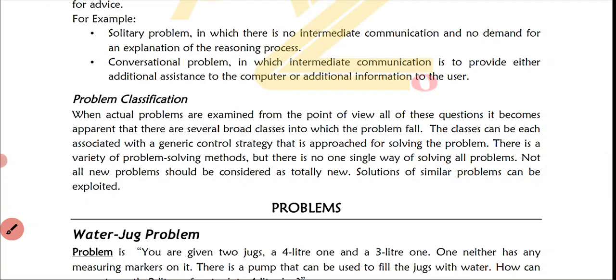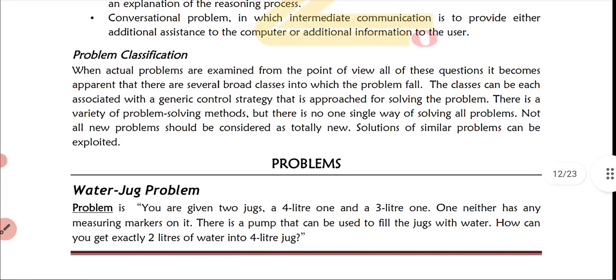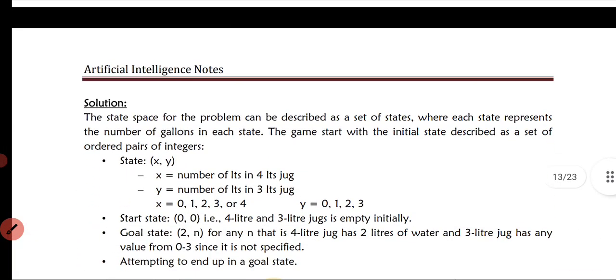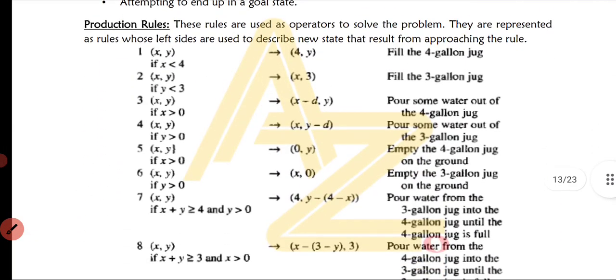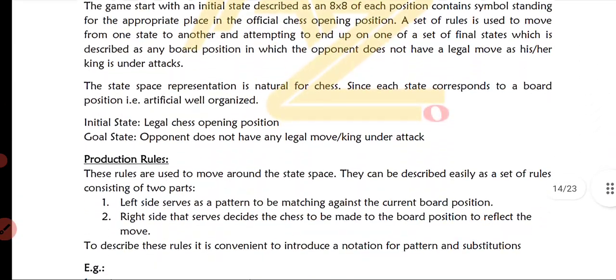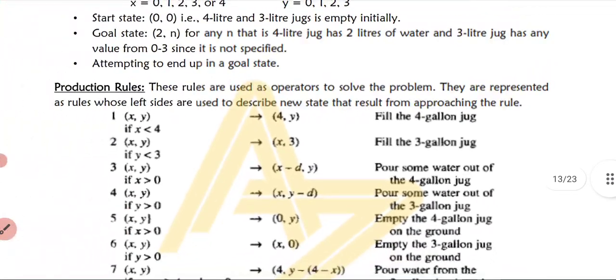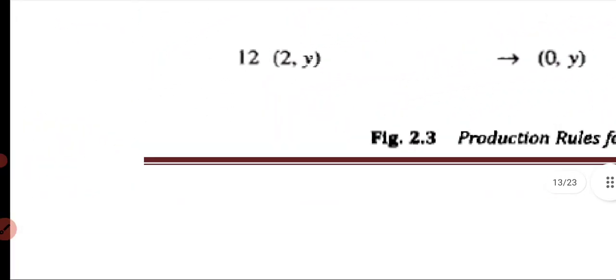You can easily classify the problem based on the kind of problem we have been given and the solution we have got. So that is the problem classification. And the next one is the water jug problem. This is very, very important. The algorithm and the production rules, everything is explained in this water jug problem. So let's see how it is derived, or what this water jug problem is.